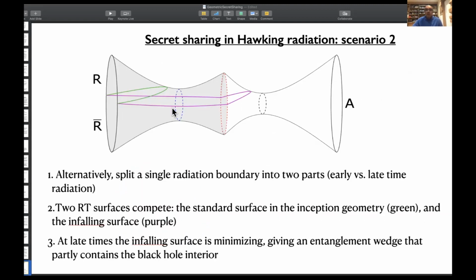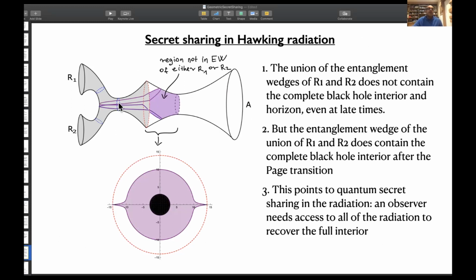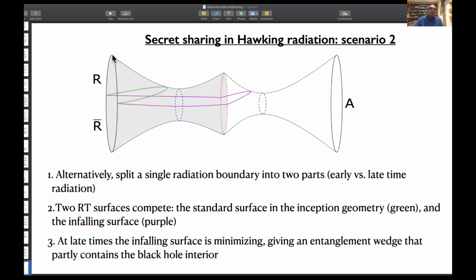So I'm out of time, I think. So I'll just flash this and say that you might worry that these findings are a consequence of this artificial procedure I followed, wherein I split the radiation into two asymptotic regions, two reservoirs, R1 and R2. And you might say, what if you had only one reservoir, but you looked at only part of it? So that's this picture where you have only one reservoir and you just take a part of it, R, and then compute the entanglement entropy of that. And a similar secret sharing thing happens there too, and we don't have time to go into it.